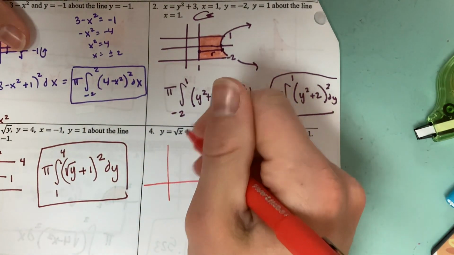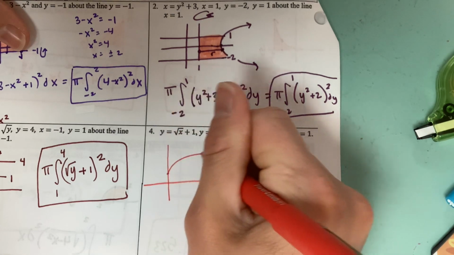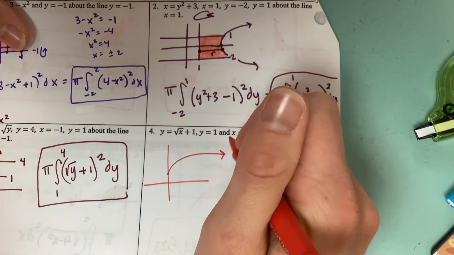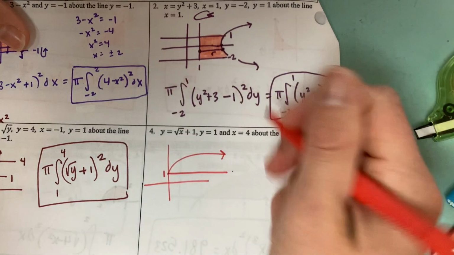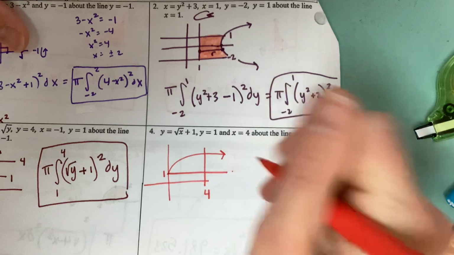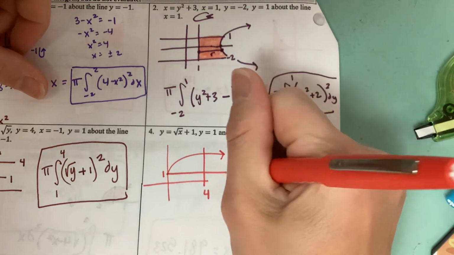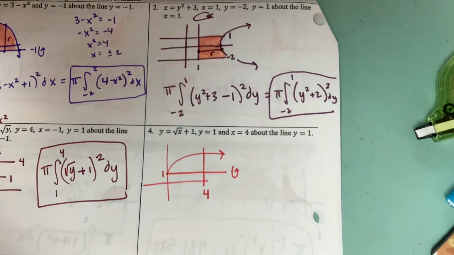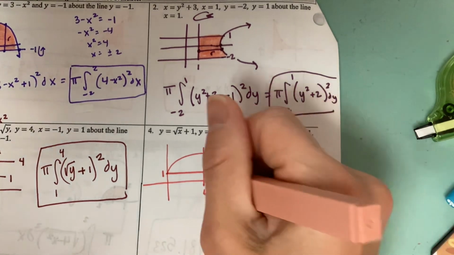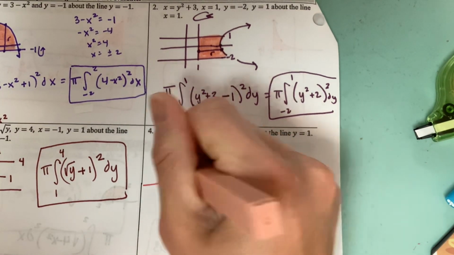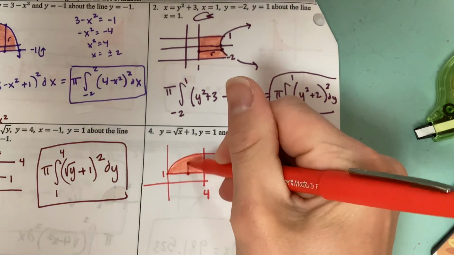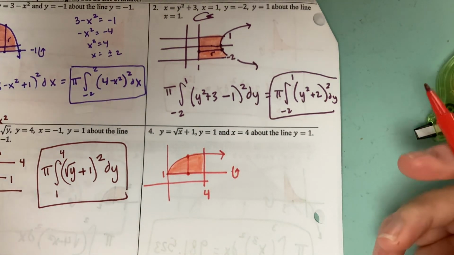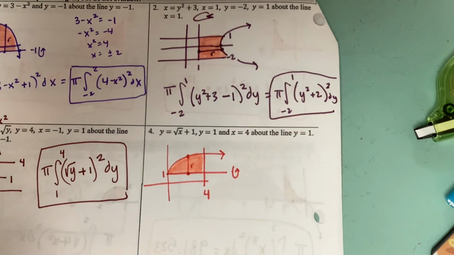All right, so this is the square root function. That's getting moved up 1, something like that. Y equals 1, which is right here, and x equals 4, which is right here. And we're going about the line y equals 1. So that's my axis of revolution right there. So this is my shaded area. My radius from my axis of revolution to the outside is right here. So that's my R.